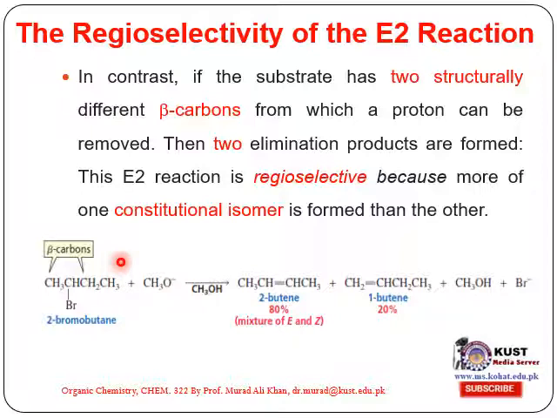Now, which product will be found more? The 2-butene is 80%, and 1-butene will be 20%. So the carbon-carbon double bond has been formed between the 2 and 3 carbons, where the base has abstracted a beta hydrogen from this carbon, and we get 2-butene in 80%.